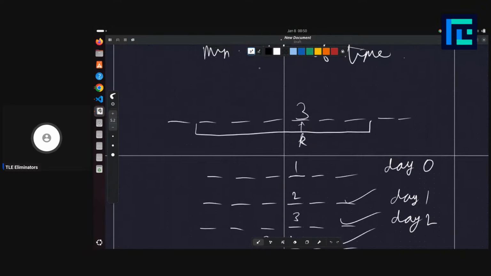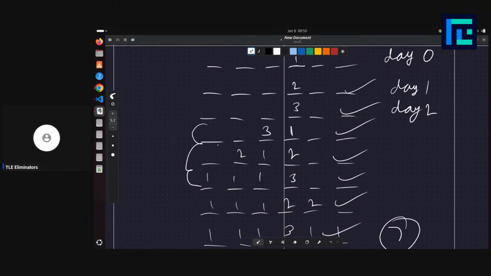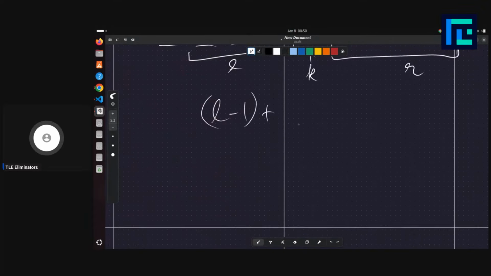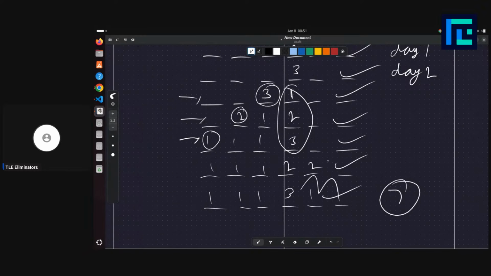As you can see here, on this day I had cooked them, and it took 3 more days, this day and this day, to send them till the end, right? So it will take L more days, but meanwhile, parallelly, there is some cooking also happening in our base. We are shifting these soldiers, but meanwhile there is cooking happening, and we can use that cooking to send them to the right side, right?